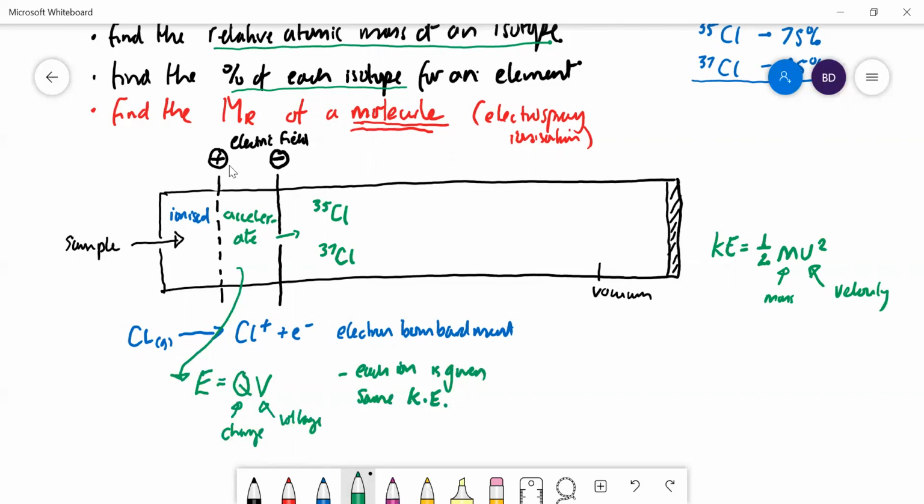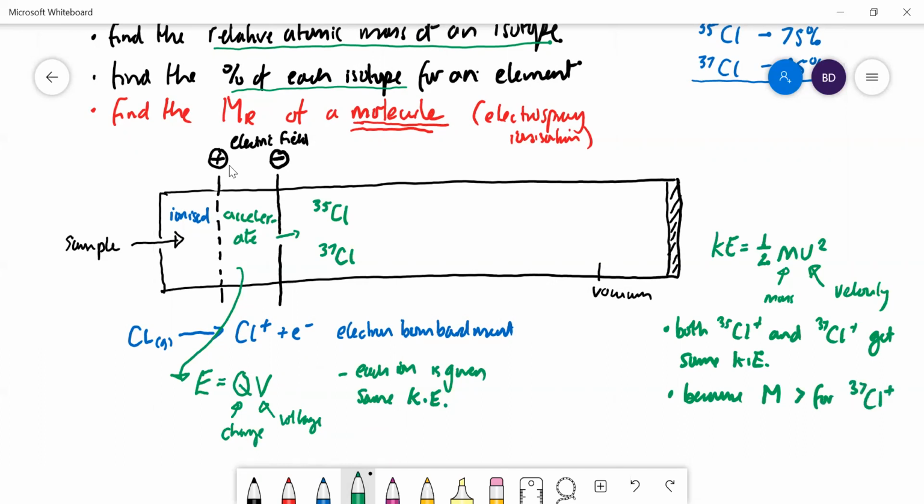So let's just write that down. We'll say both 35Cl, don't forget, is positively charged, and 37Cl get the same kinetic energy, but because m is greater for 37Cl than 35Cl, we can say that 37Cl has a lower velocity.